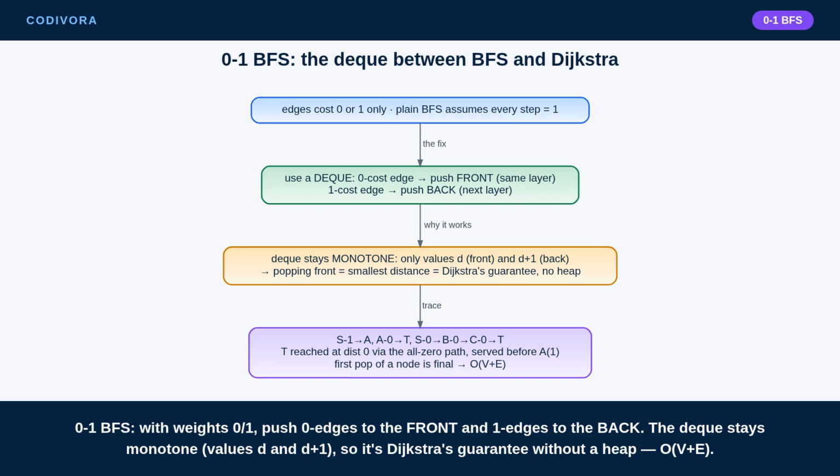Trace it. S to A costs 1, but S to B to C to T is all zeros, so T is reached at distance 0 and served before A, which was found earlier at distance 1. First pop of a node is final, and it runs in V plus E.